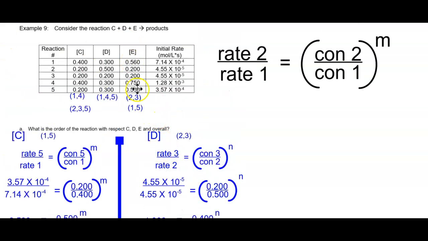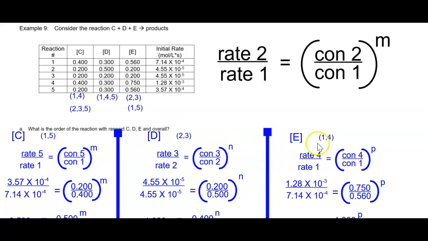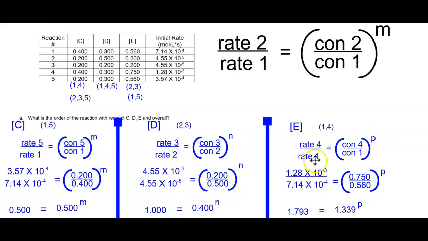Okay, so then we're going to look at E. When we look at E, we're going to look at when C and D are constant, and I see 1 and 4 is the case. So we have 1 and 4, so we're going to do rate 4 over rate 1, concentration 4 over concentration 1 to the P. Again, the exponent is just generic. Remember, everything here now has to be about E because we're dealing with E.